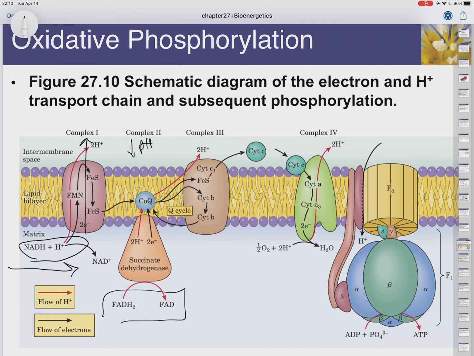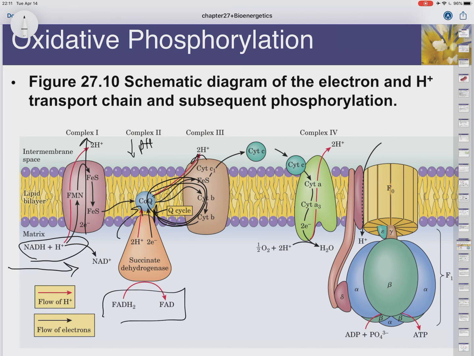Now that itself doesn't pump hydrogens across, but it does give electrons to coenzyme Q, which is able to then pump a couple of protons across the gradient when it gives its electrons to cytochrome C. And so there's a little cycle here in which that happens, and so we get some more hydrogens pumped across.